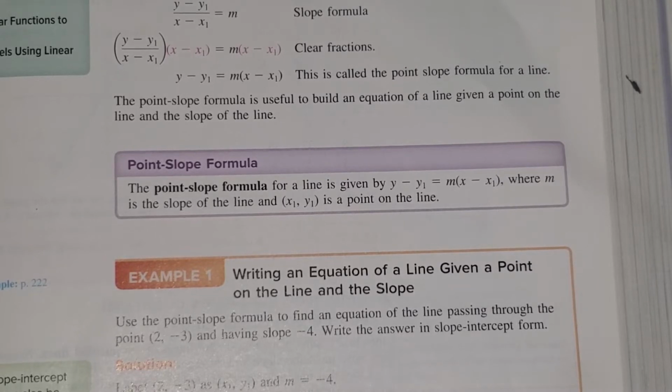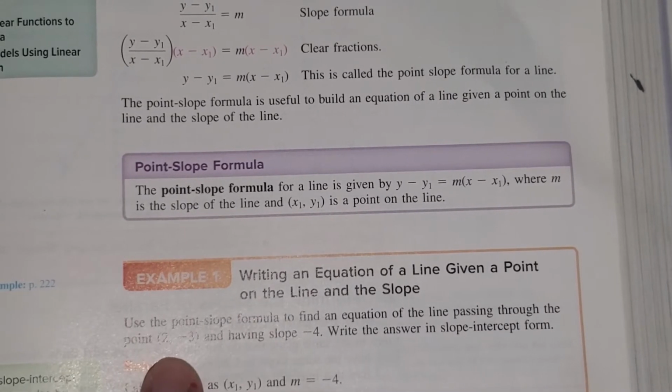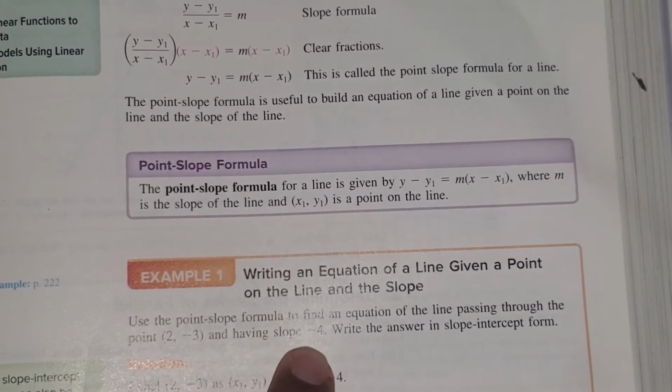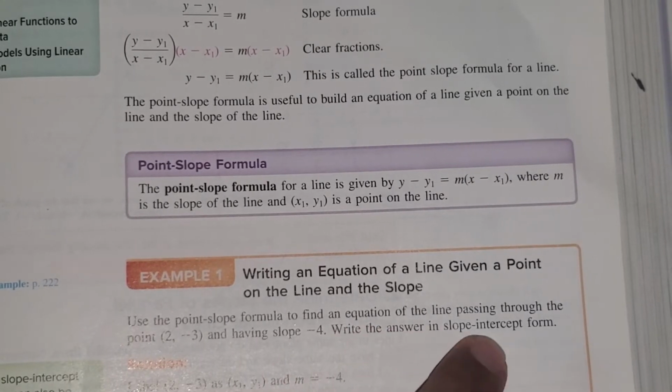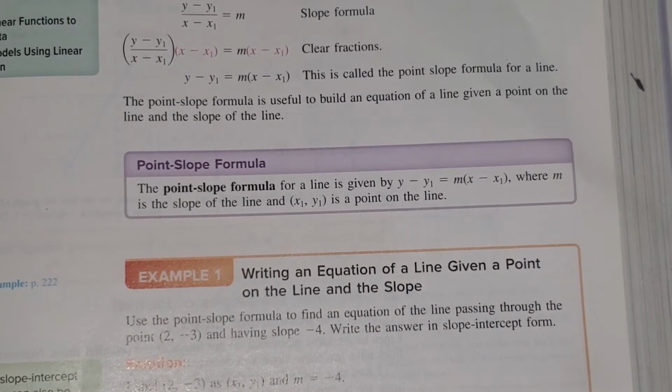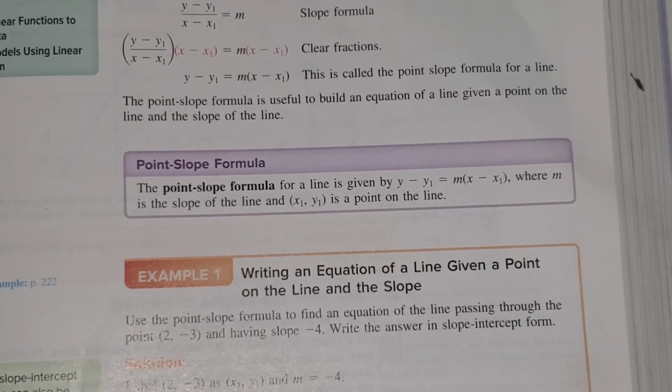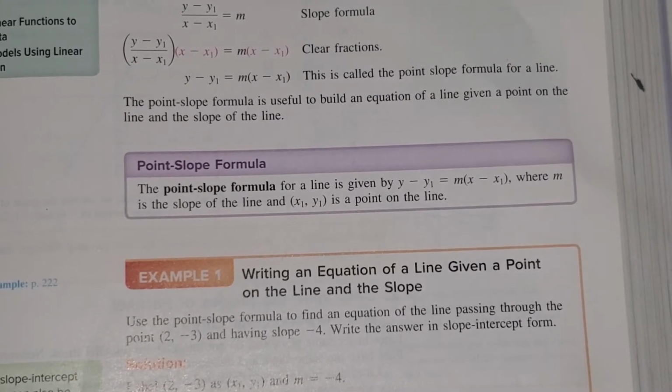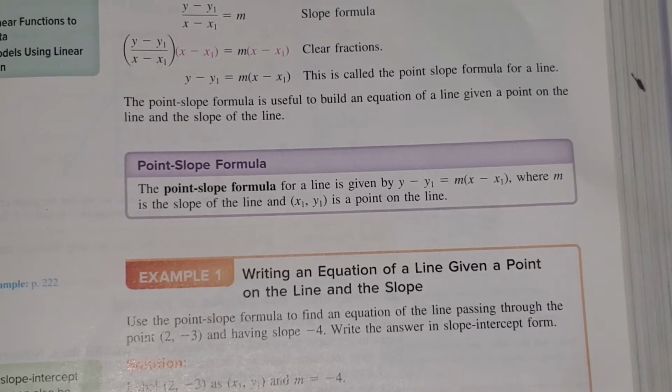But here it says use the point slope formula to find the equation of a line passing through a point and having a slope of -4. Write the answer in slope intercept form. So don't mix up point slope form with slope intercept form. Point slope form needs a point and a slope. Slope intercept form has a slope and the y-intercept. That's why it's slope intercept, and the other one's point slope.